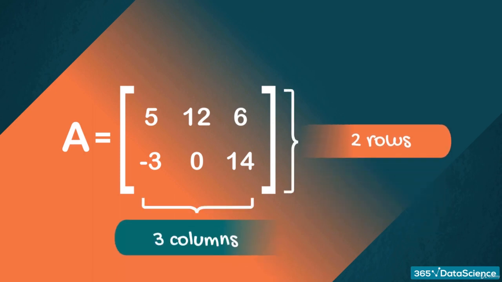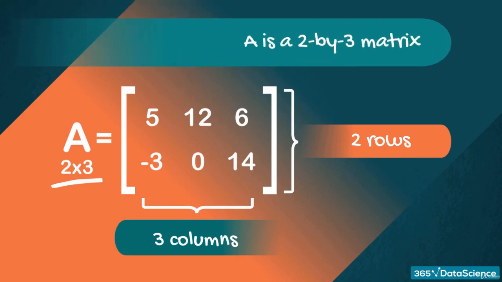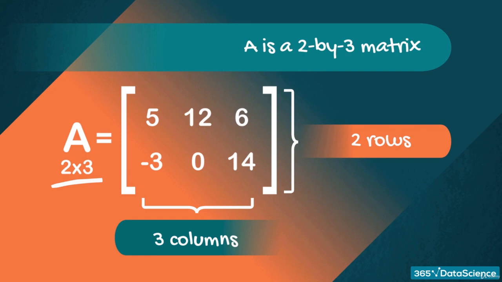In linear algebra, rows and columns are the 2 dimensions of the matrix. A has 2 rows and 3 columns, so we say its dimensions are 2 and 3, or better, A is a 2 by 3 matrix. Normally, we would take note of that and put it below the letter A.